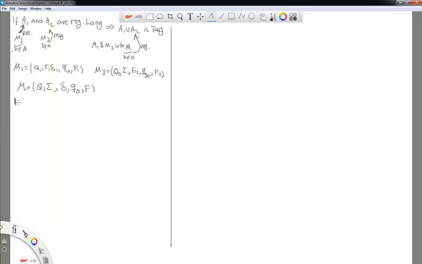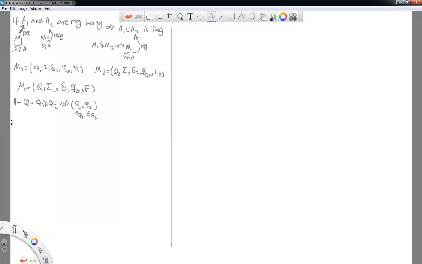So I said let Q first be the cross product of Q sub 1 and Q sub 2. This way, if I had some Q sub 1 from this machine and some Q sub 2 from the second machine, then the ordered pair of these two states will be a state for my overall machine. So my states would be in the form of Q sub 1 and Q sub 2, Q sub 1 belonging to Q sub 1 and Q sub 2 belonging to Q sub 2. This was my means of simulating computations of the machine M sub 1 and the machine M sub 2 at the same time.